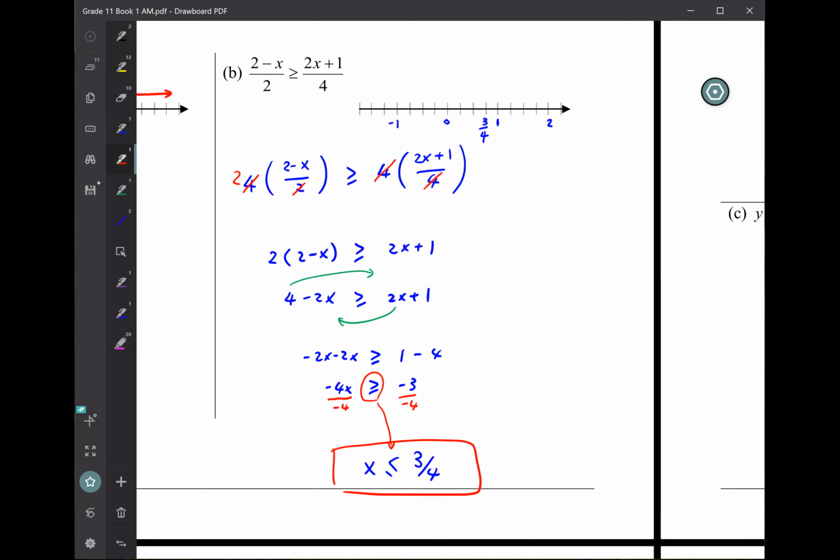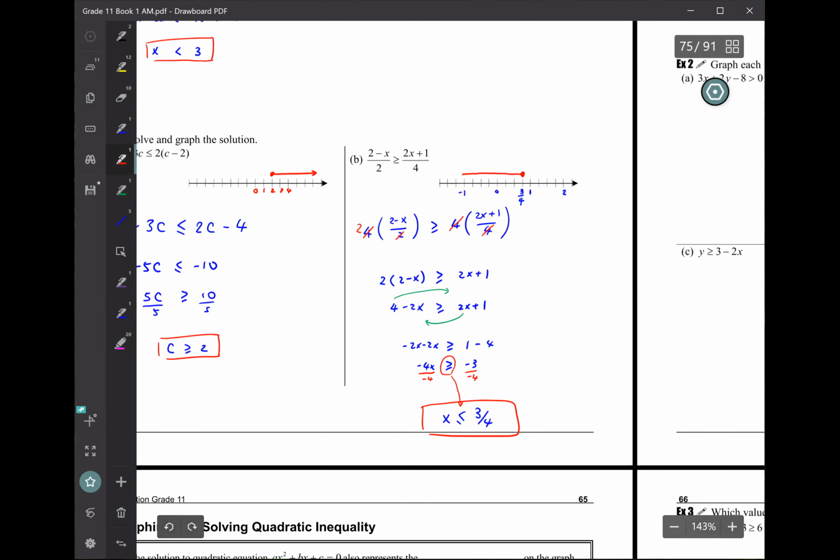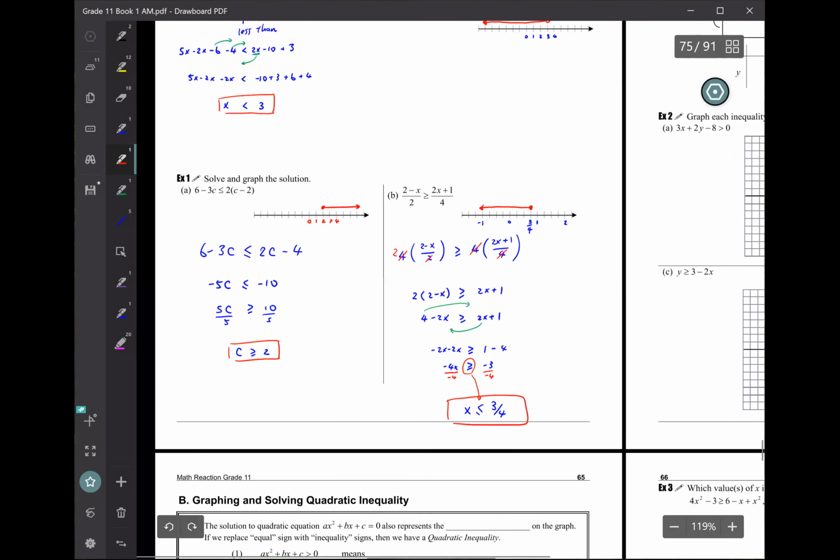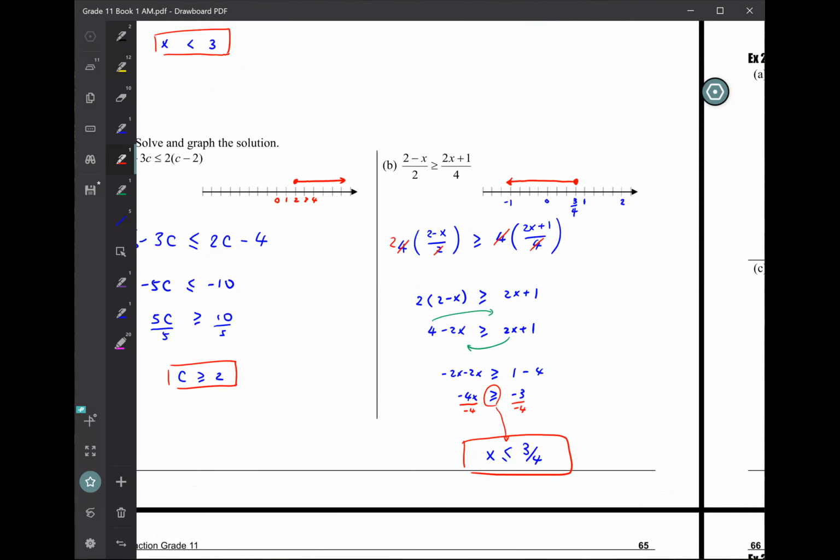And then we have less than or equal, so the point is filled in, and less than will go to the left. Okay, so if you get something with a fraction, then you do it this way. Okay, any questions? Okay, if you finish graphing, can you raise your hand? Let's move on to the next page.